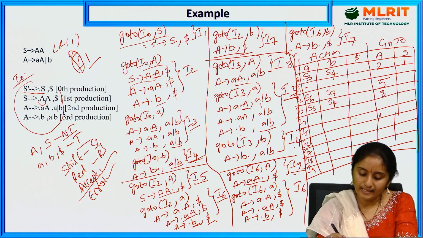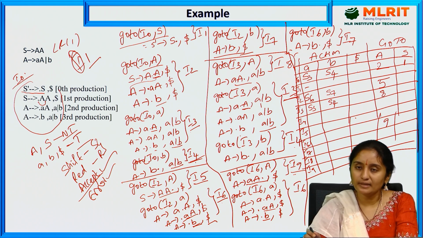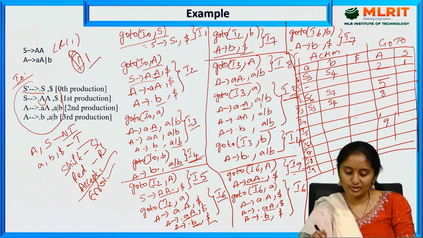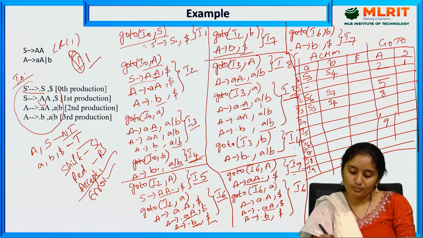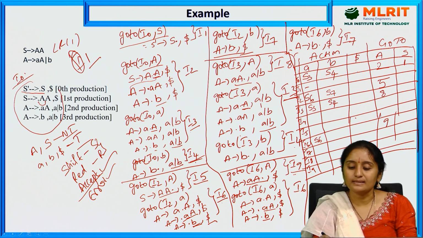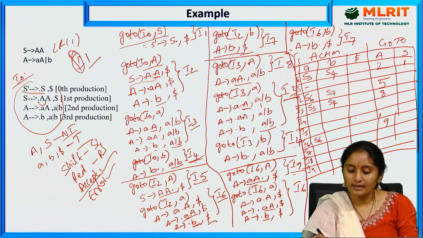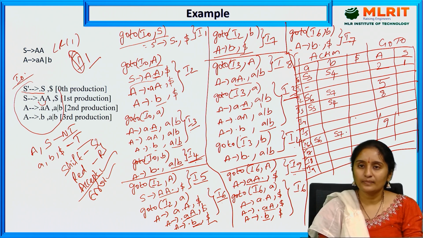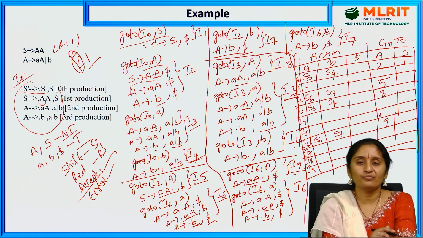Next, I6, comma capital A. I6, comma capital A, it is moving to 9. I9 is nothing but 9. We just ignore I and we just write numbers in the goto function. I6, comma small a, it is moving to I6, nothing but S6. I6, comma b, it is moving to S7. I7 is nothing but S7. So these are nothing but the shift part we have done.